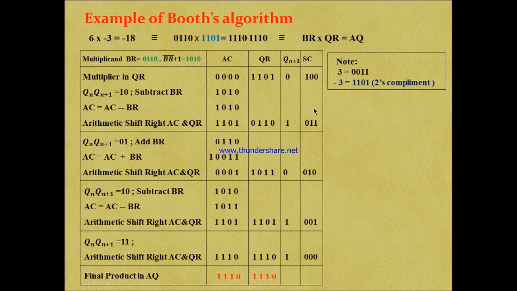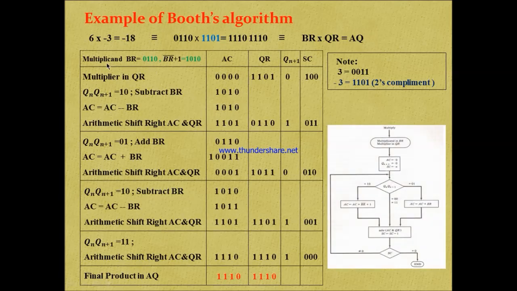Now check with the help of the table and the flowchart. As in the earlier example, we have to initialize all the things and keep them ready for the next subsequent steps. Now we have to check the Qn and Qn plus 1. This is 1 0. If it is 1 0, we will go for the subtraction, that means the 2's complement addition. So we take the 2's complement value of the BR, keep it here and go for addition.